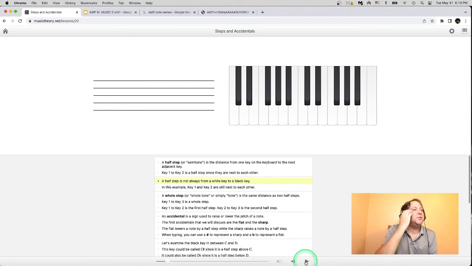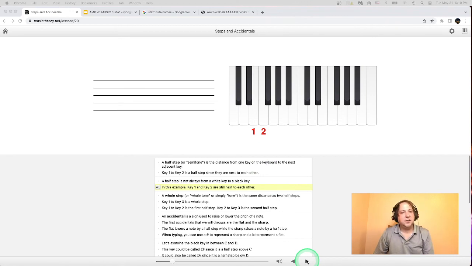But it doesn't always have to be between a white and a black key. As you can see right here, you have two white keys right next to each other. And that sounds like this. See that? It just has to be the very next key. So if you have a black key in between two white keys, then the half step goes to a black key. If you don't have any black keys, like here, in between the two white keys, then it doesn't go to a black key.